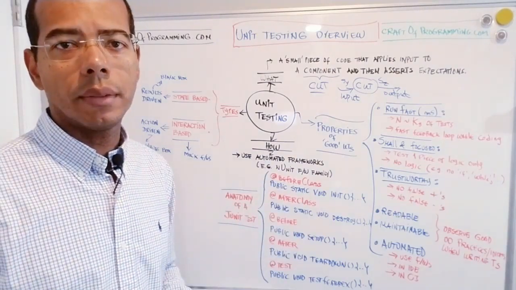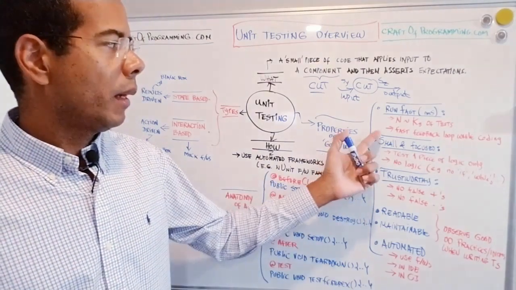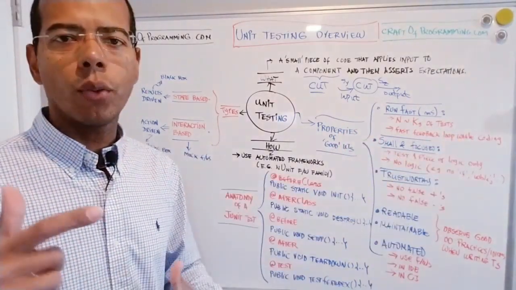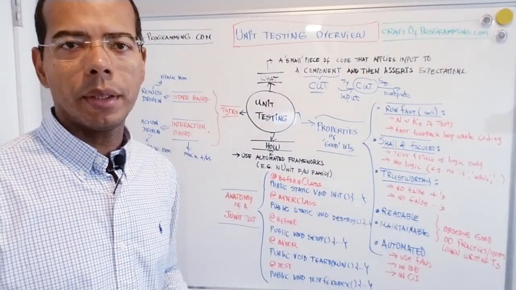So it's important that these tests run fast so that your whole overall test suite of tens of thousands of tests runs fast. Another reason why unit tests need to run fast is because you want to have quick feedback loops while you are implementing code.